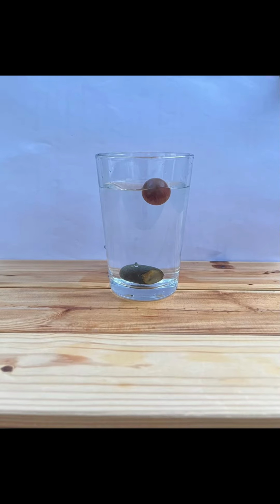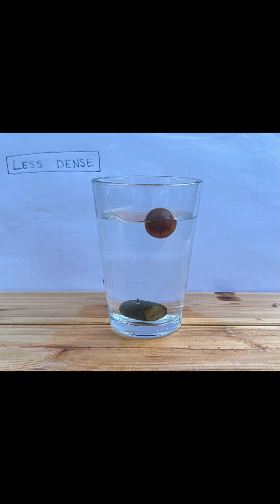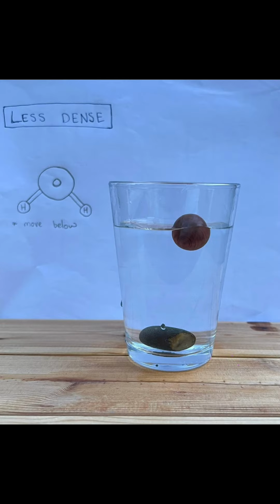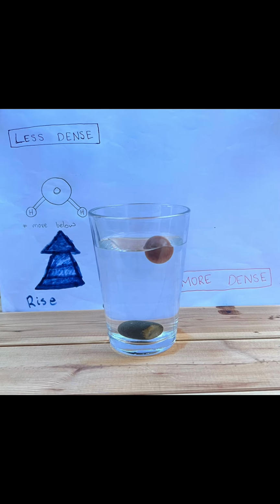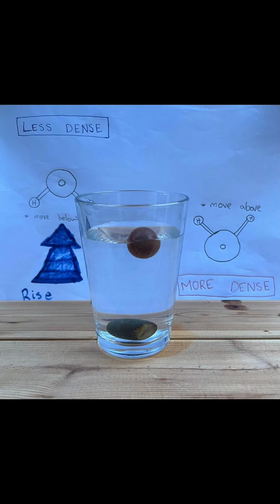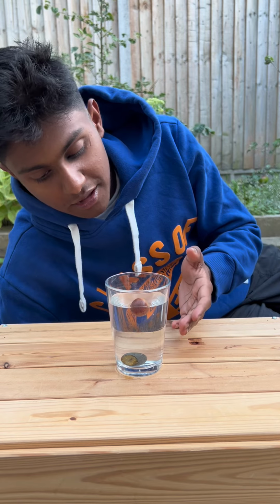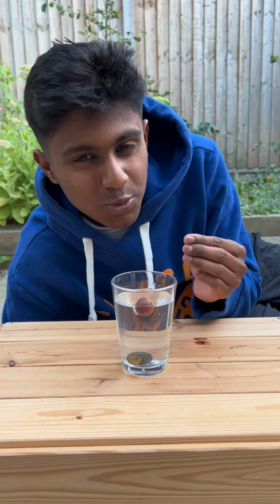Now why is that? Any fourth grader would tell you the answer. It's density. The wooden ball being less dense than the water allows H2O molecules to move below, causing it to rise. The rock, on the other hand, is more dense than the water, meaning the H2O molecules move above it, causing it to fall.